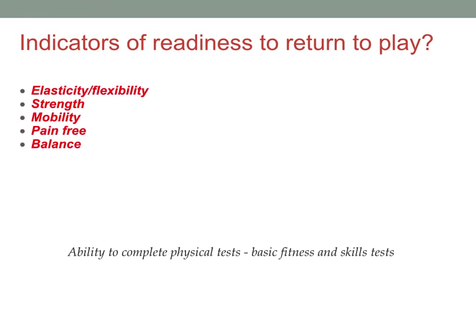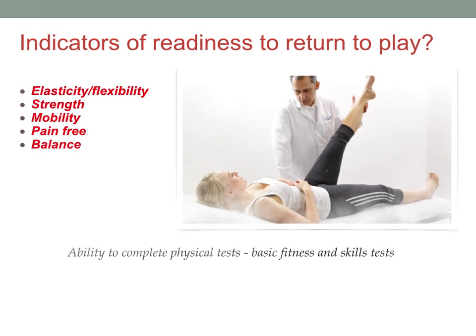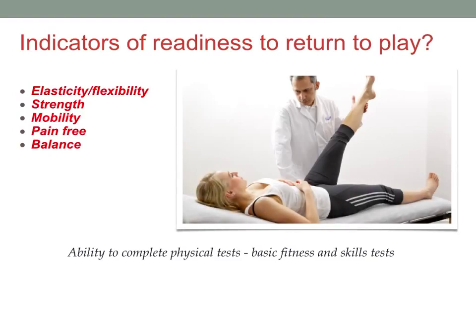Indicators of readiness to return to play can include the following: elasticity and flexibility of the injured area, the strength of the injured area, the mobility or the range of motion of a particular joint. The area should be pain-free, and they should have balance that is comparable to what they were pre-injury.